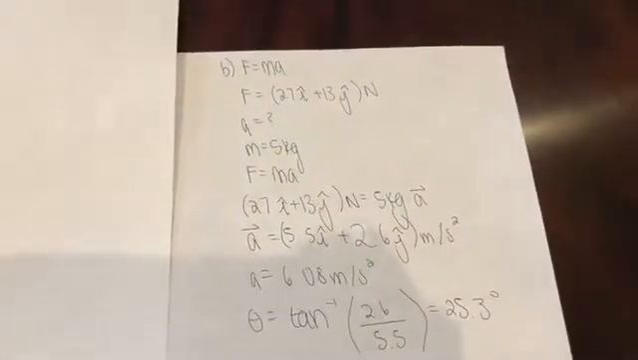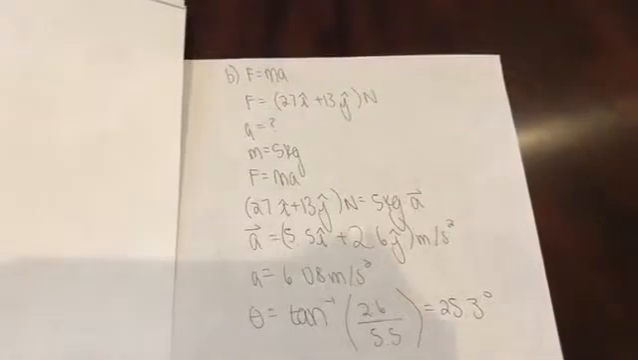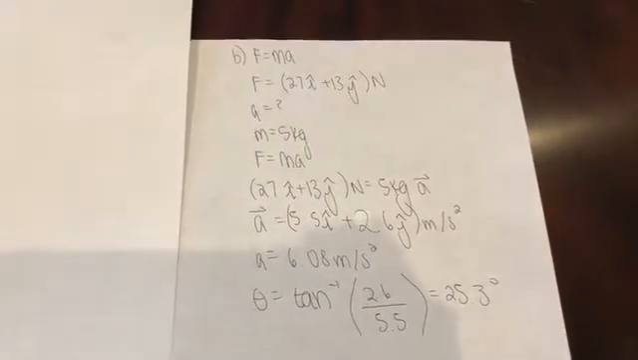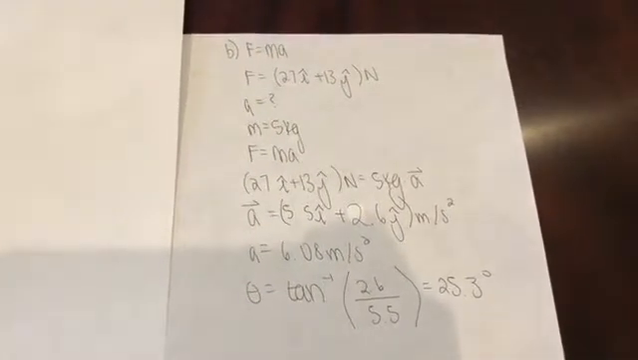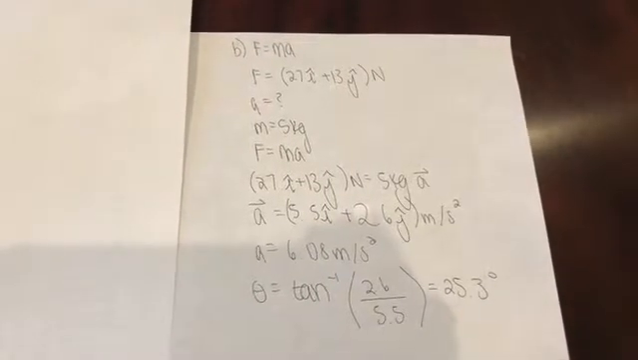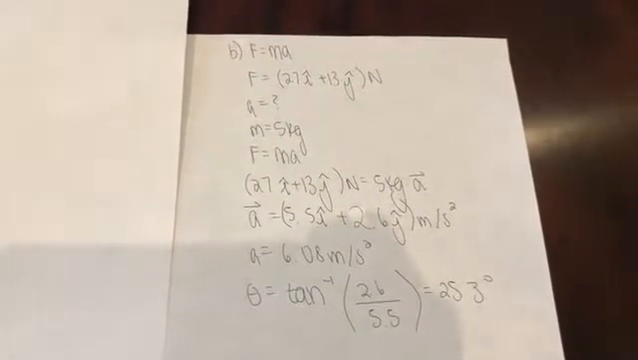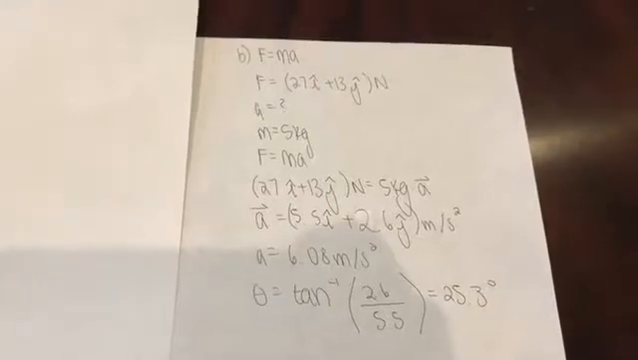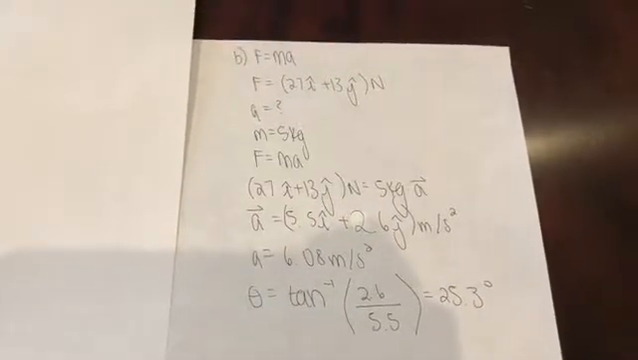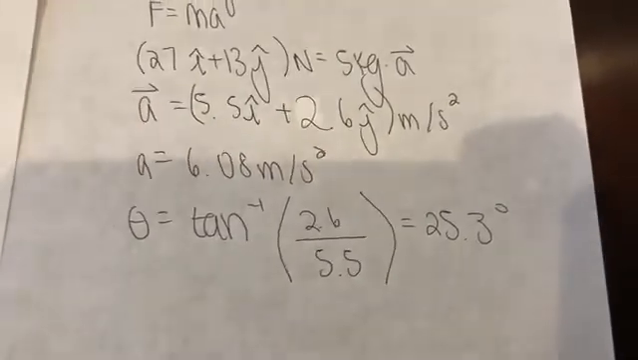For part B, I did the same thing, and so I used F equals ma again, and I know the force and the mass, so I solved for the acceleration, and I got 5.5i plus 2.6j meters per second squared, and then I solved for the magnitude and got 6.08 meters per second squared, and then I got that the angle is 25.3 degrees.